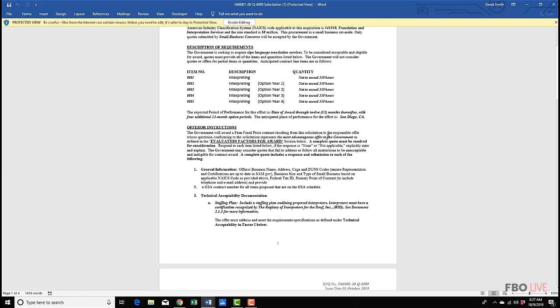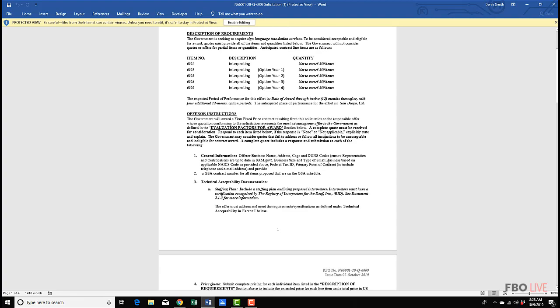It's a firm fixed price resulting from the solicitation. Most advantage to offer to the government as defined in the evaluation factors for award. This is all boilerplate stuff that I don't even usually read out loud. Complete quote must be received for consideration. Yeah, we know all that. A complete quote includes a response and submission to each of the following. Okay.